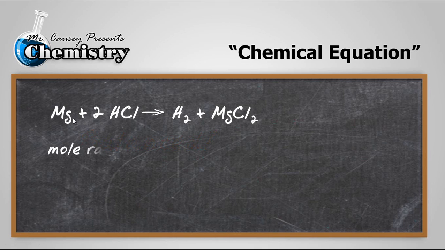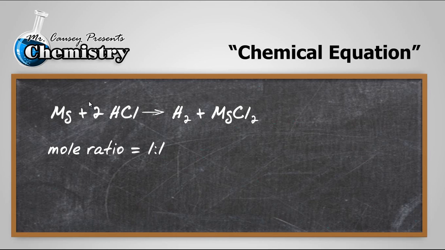Now, let's determine our mole ratio from this balanced equation. And our mole ratio, if you notice, there's 1 magnesium to 1 hydrogen. We don't write ones, just like we don't write 1x in algebra. But that gives us a 1-to-1 ratio, which is going to make our work very simple.